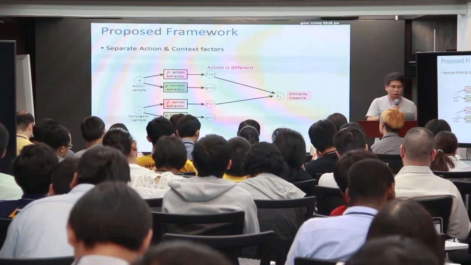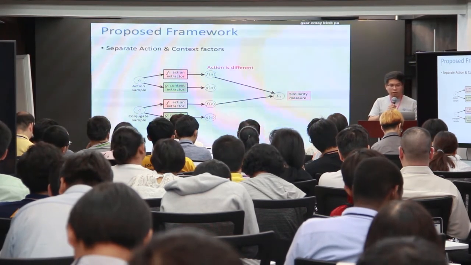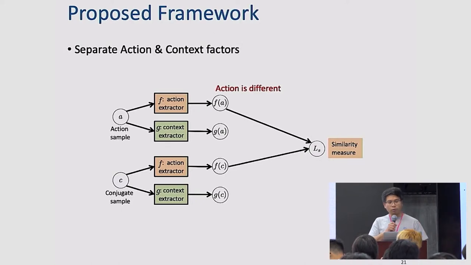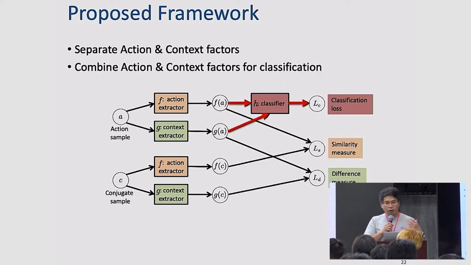At the same time, we can learn a context extractor network G, and when we apply G on the action sample, we get GA. Apply on the conjugate sample, we have GC. And since we assume the conjugate sample is contextually similar to the action sample, we can penalize the differences between GA and GC. Now we have two networks, one to extract the action component, one for extracting the context component. We want to use both of them for classification, so we feed both into a classifier H, and then we learn the classifier by minimizing the classification loss.